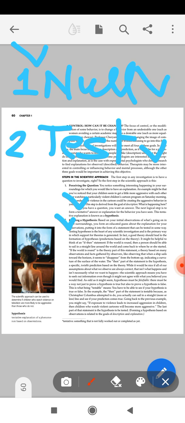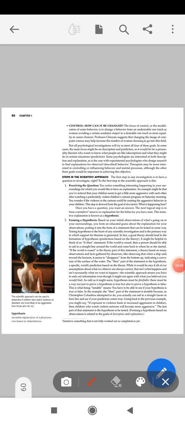As a researcher, you are trying to test your hypothesis, means you are trying to get the answer to your test hypothesis, but your null hypothesis may also be correct. Remember, if your testing hypothesis fails, this means your null hypothesis is correct, and you have to perform your research again from some other perspective. Now let's begin with the same example again with the same hypothesis. Based on your initial observations of what's going on in your surroundings, you form an educated guess about the explanation for your observation. Means a hypothesis is an educated guess, put into the form of a statement that can be tested in some way. You must form a research hypothesis.